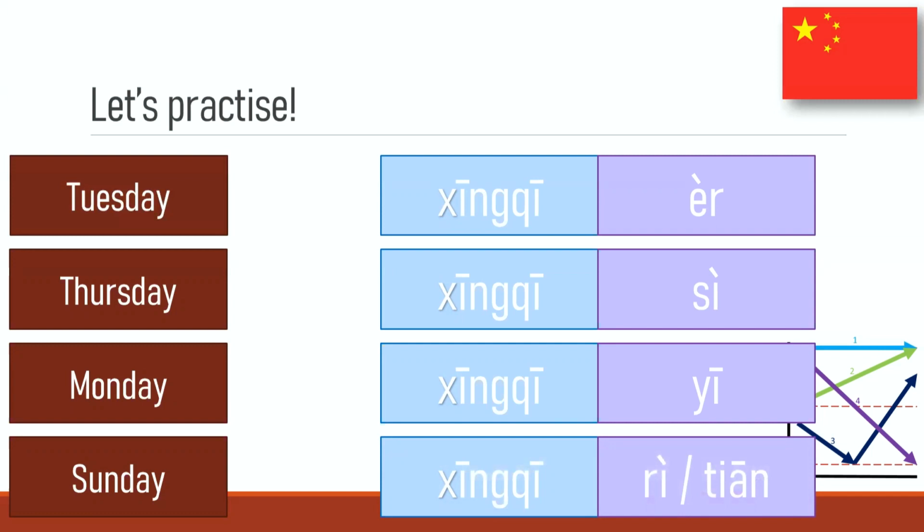So you can say 礼拜二, 礼拜四, 礼拜一, 礼拜日 or 礼拜天, or 周二, 周四, 周一, 周日 or 周天.